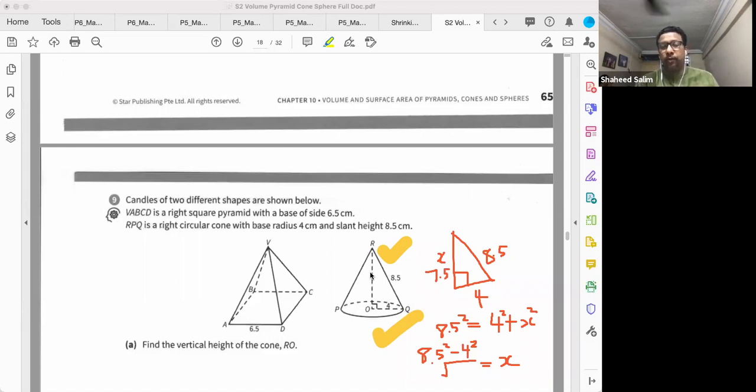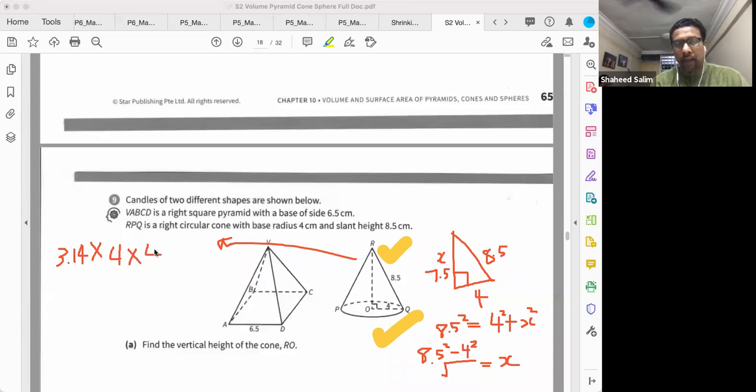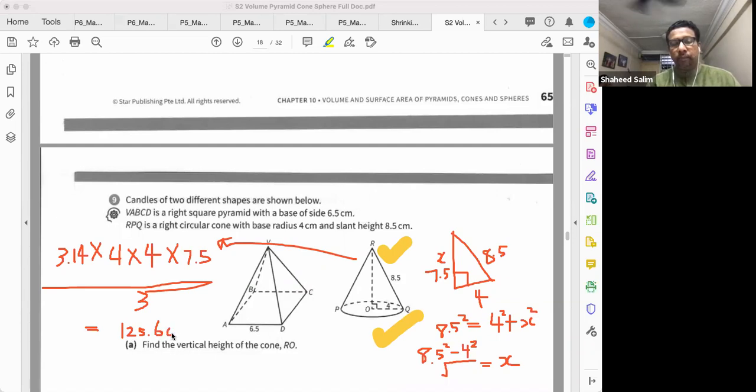You will get 7.5. So if you get 7.5, what is the formula for volume? Very simple. 3.14 times radius times radius, 4 times 4, times the height. You just found the height, which is 7.5, and you divide it by 3. Okay, you will get 125.6 cubic cm, which is the answer given by Mr. Shafi'i. I hope this is not too confusing.